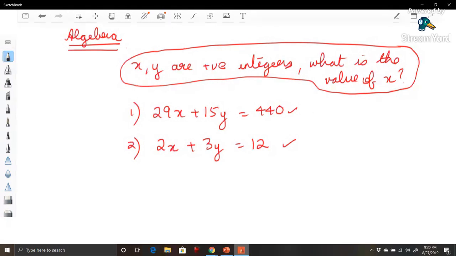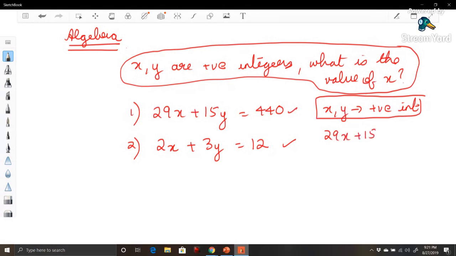I'm not going to work this question entirely, but I'm just going to think about it like this. See, when I give you constraints like this, right? x and y are positive integers, and I give you an algebraic equation 29x plus 15y is equal to 440. You just can't discard the statement and say that I'll not be able to solve for x and y and get a unique answer. You'll have to plug in values and you'll have to check. Why? Because I've given you this constraint that x and y are positive integers.